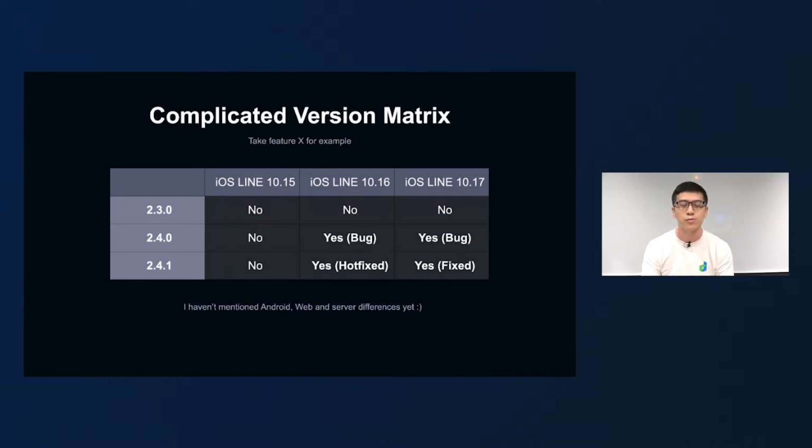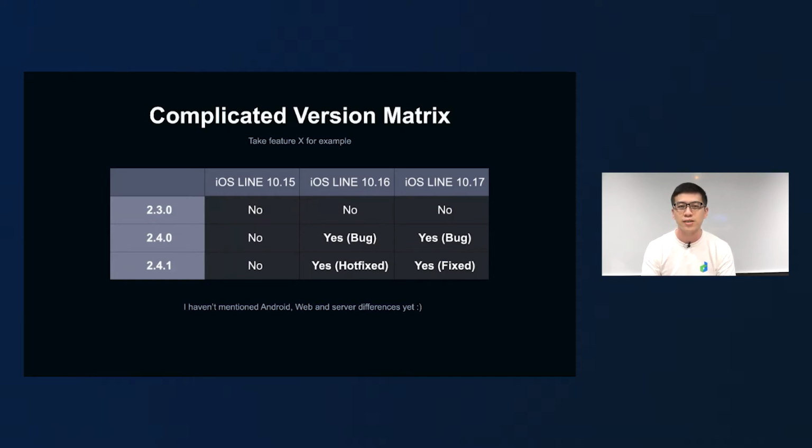So they always need to use the latest version, that's 2.4.1. And also, in order to fix this officially, we also need to upgrade our iOS LINE version to 10.17. So as you can see from the table, if you use 10.17 with the 2.4.1 JS SDK, it's officially fixed already. But if you check this table, I haven't mentioned the details about Android, the web platform, and also some server differences at the same time.